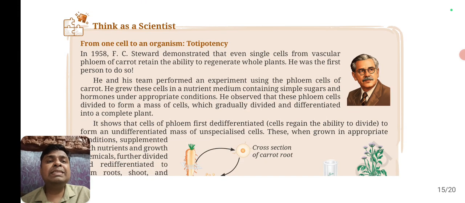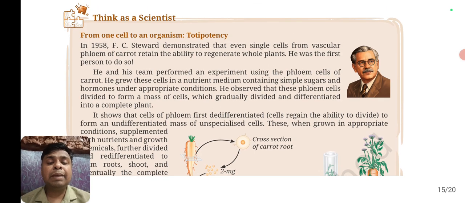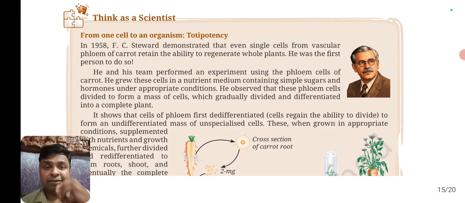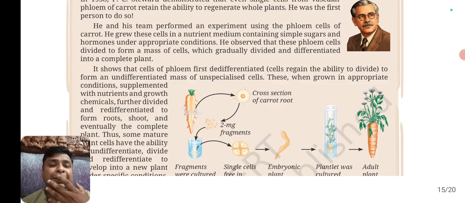Now from one cell to organism. So totipotency, this is the name. Remember the name of this phenomenon, totipotency. In 1958, F.C. Steward was a scientist. He demonstrated that even from one cell, we can grow an entire organism. He performed experiments and showed that the cell can be grown into a complete plant. That is shown in the test tubes. You can grow it in the soil later on.